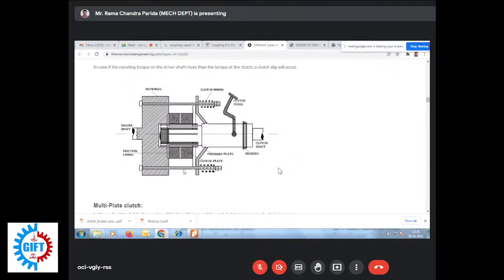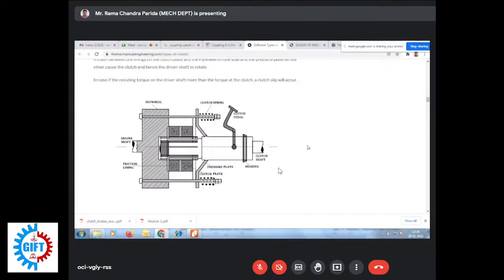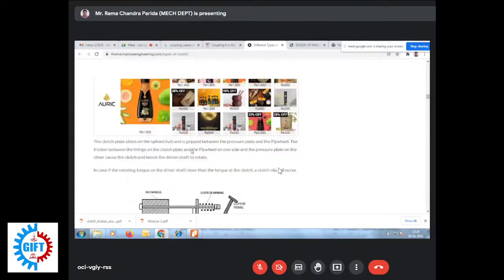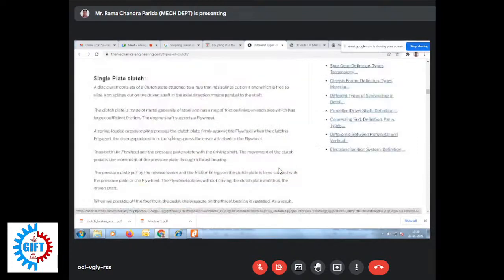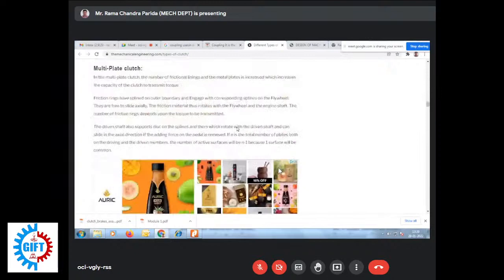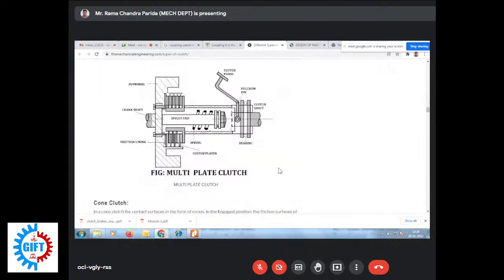So here you can see this is the clutch plate. The single plate is inserted here. Once that happens, the clutch engages. This is the single plate clutch. And what about the multi-plate clutch? You can see this is a number of clutch plates. Able to identify it or not?